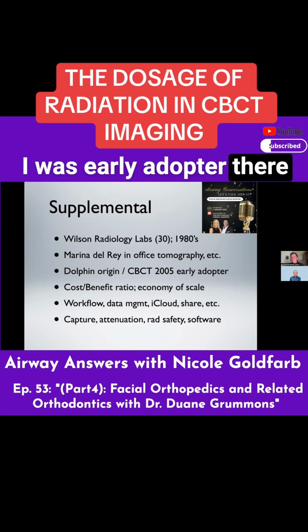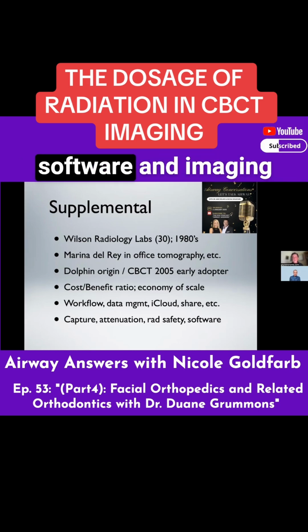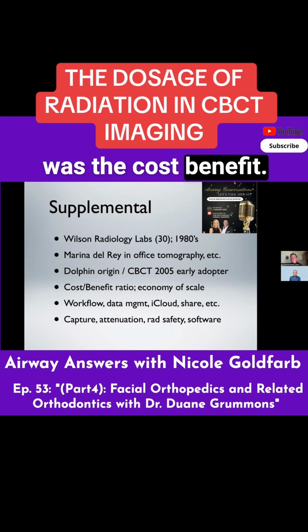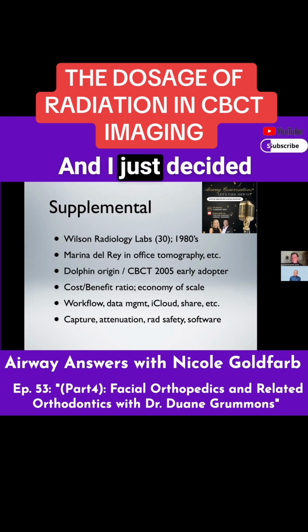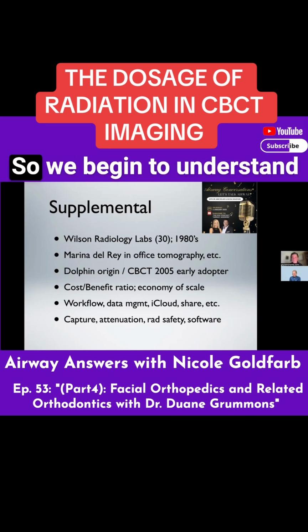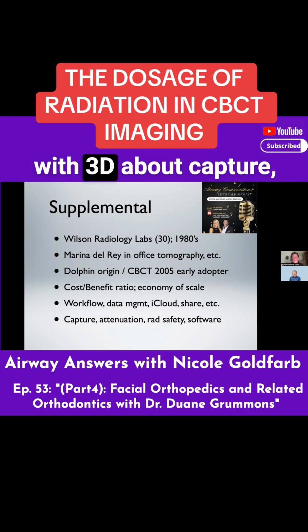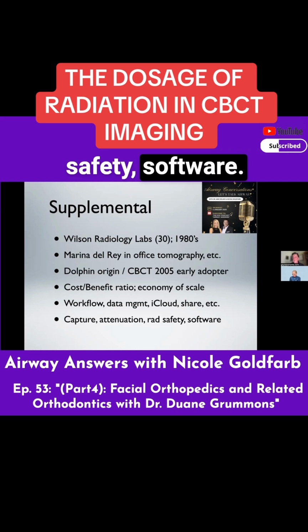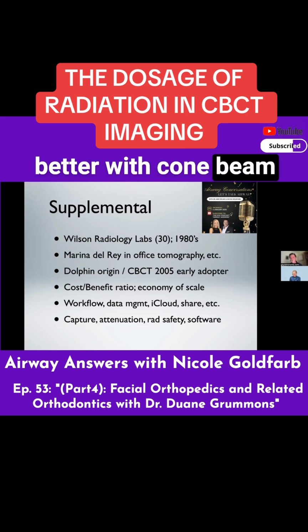I was an early adopter there that started giving us the software and imaging. And then, yeah, there's a cost, but to me, it was the cost benefit. And I just decided it was worth it. So we begin to understand with 3D about capture, attenuation, radiation safety, software. This stuff is way better with cone beam than we ever had.